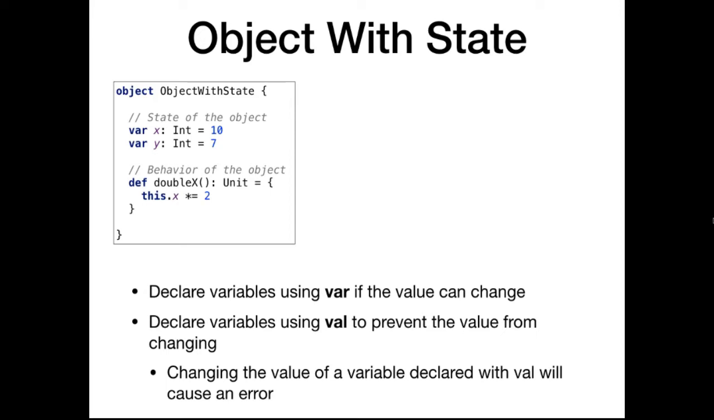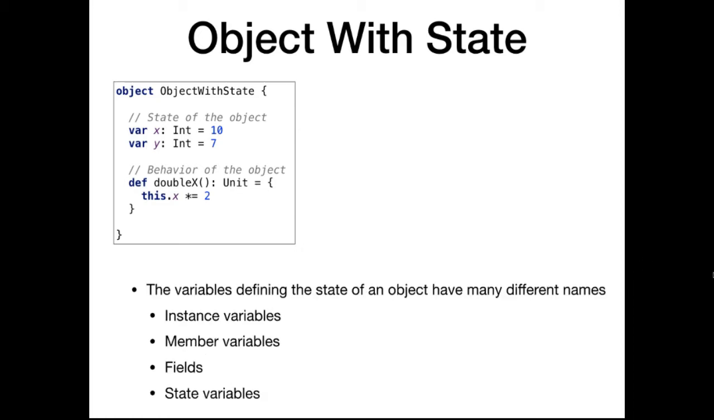We just want to declare a value that cannot change ever. So that'll come into play with our objects in classes for sure. If we try to change the value of a val, it's going to give us an error. We get an error, and our code doesn't run. These state variables, these variables inside the object, go by many names.